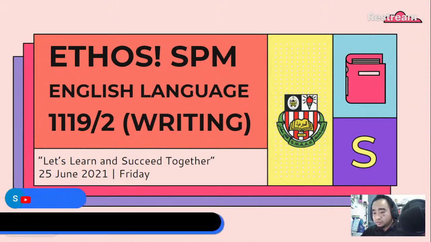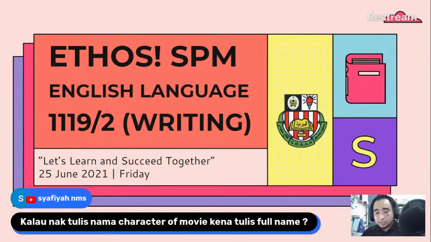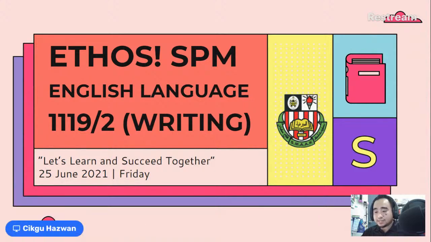Okay, another question from Sharifah. Kalau nak tulis nama karakter of movie, kena tulis full name? If you ask me, for example, kalau dia kata write a movie, so try to write something that you can talk about rather than something that is famous but you do not know how to say it. You tak tahu cerita tu menarik but you cannot put it into words. So leave that. Find the one that you can describe more.